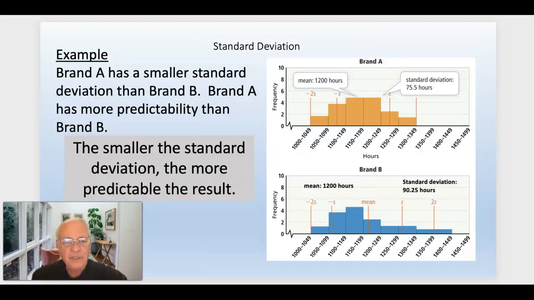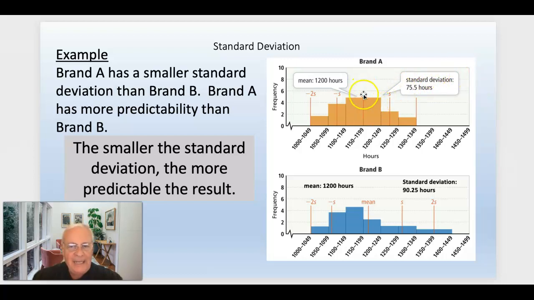Just a quick example here. I'm trying to prove a point. Look at these 2 brands, brand A and brand B. Take a look at these data displays. These are both histograms. The mean is 1,200 hours for both. But as you can see, B has a bigger standard deviation. It's more spread out. The standard deviation here is over 90. Up here in brand A, the standard deviation is 75.5.